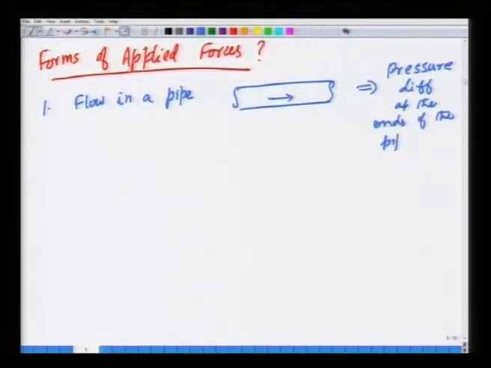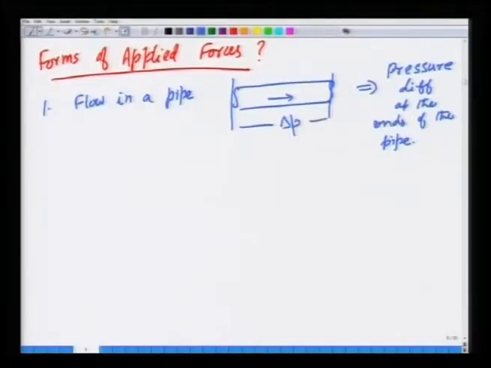Pressure is nothing but force per unit area. We will describe or define pressure formally as we go along, but from your basic knowledge in physics or chemistry you will know that pressure is force per unit area. So, there is a pressure difference across the length of the pipe, which is typically produced by a pump. So, this is one form of applied forces.